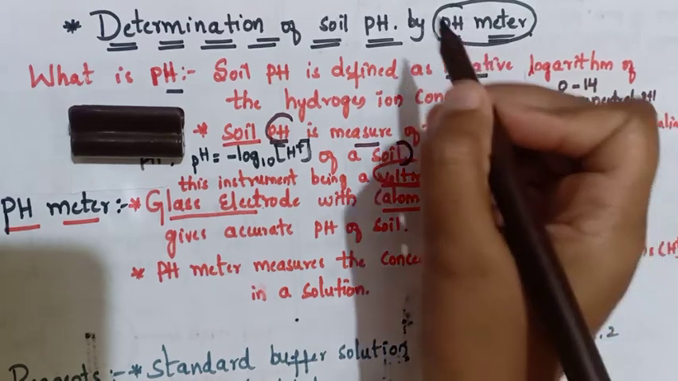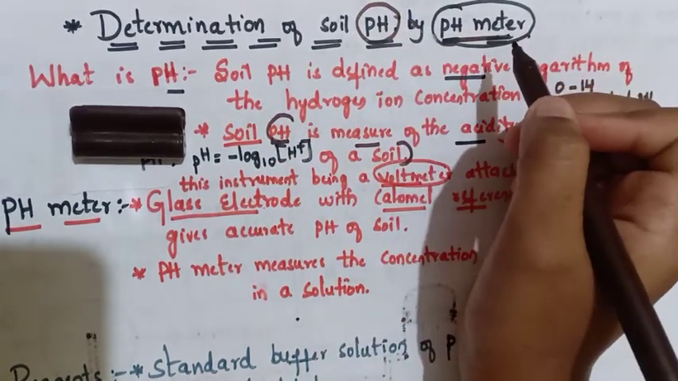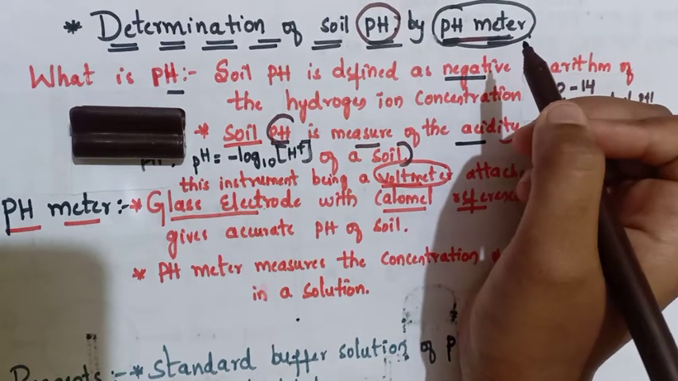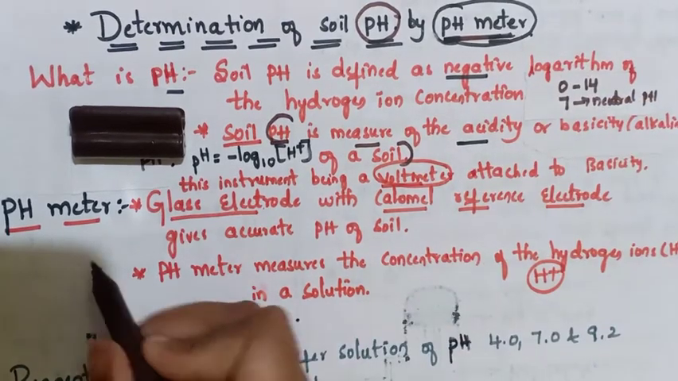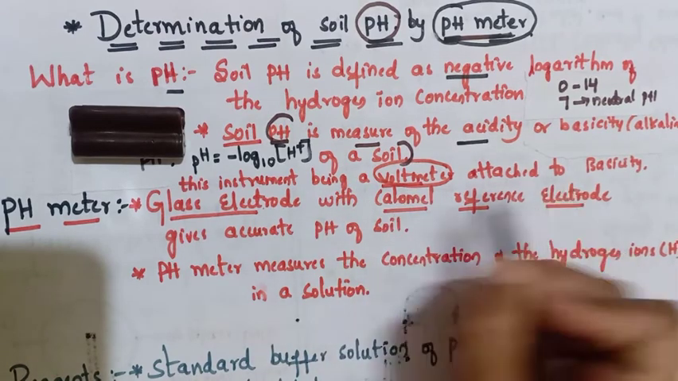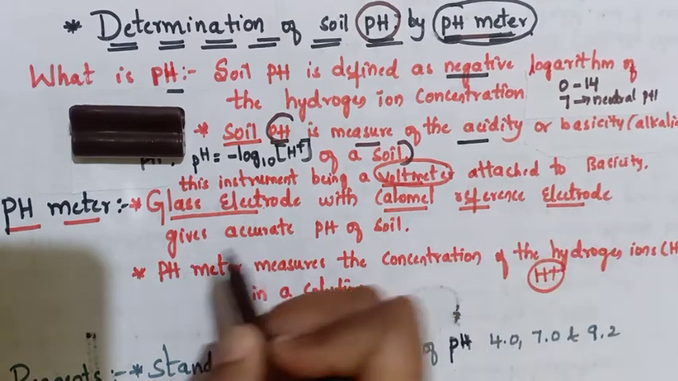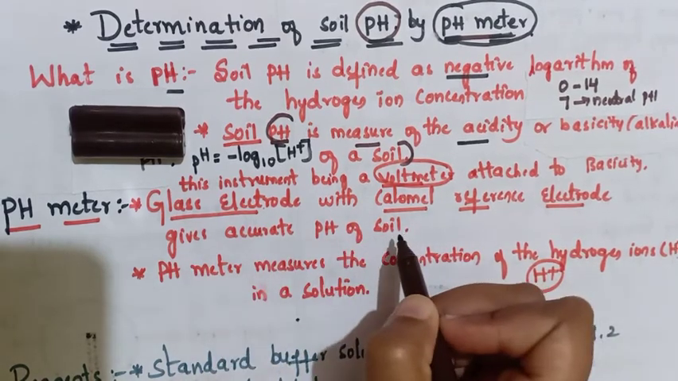Now, we have learnt about the pH. Now, coming to the pH meter. What actually is this pH meter? See here, the pH meter is an instrument, a voltmeter which is attached to a glass electrode with a calomel reference electrode, which gives the accurate pH of a soil.